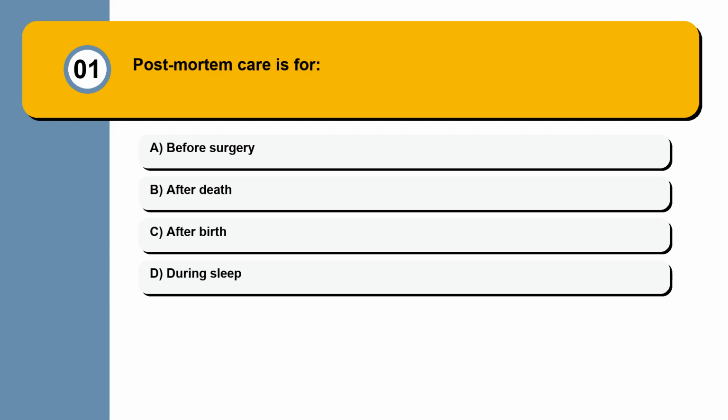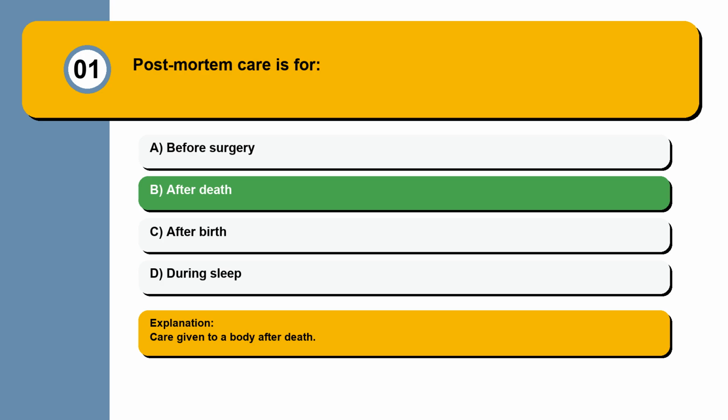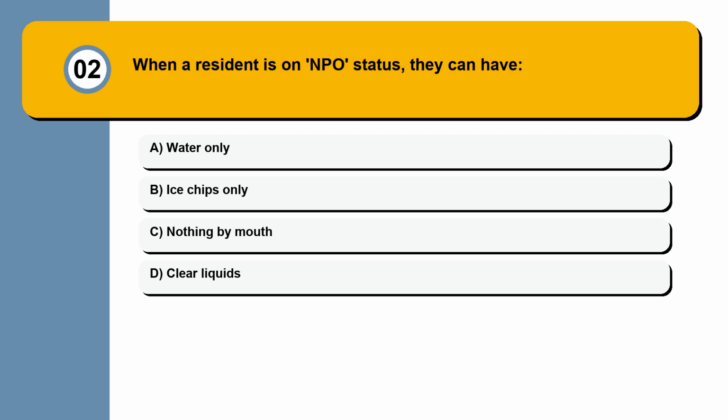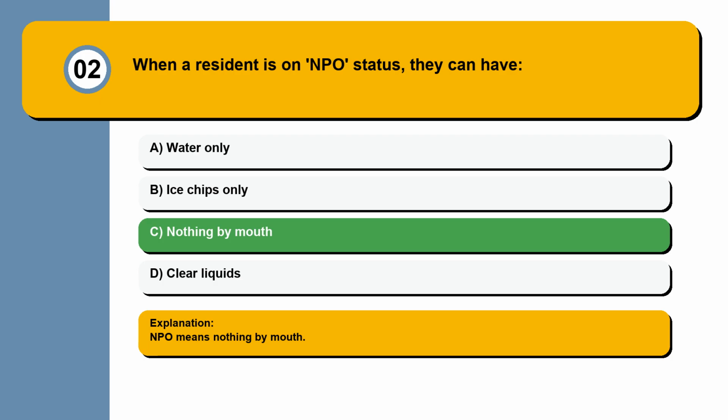Question 1. Postmortem care is for: before surgery, after death, after birth, during sleep. Care given to a body after death. Question 2. When a resident is on NPO status, they can have water only, ice chips only, nothing by mouth, clear liquids. NPO means nothing by mouth.